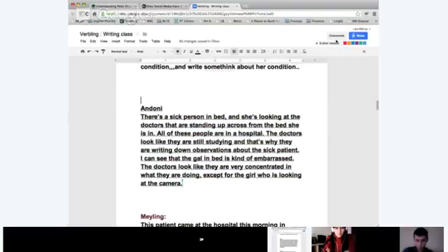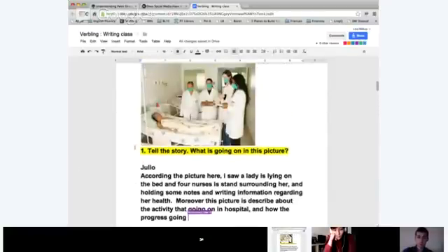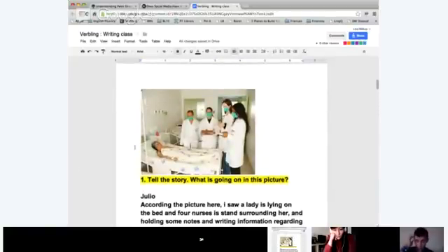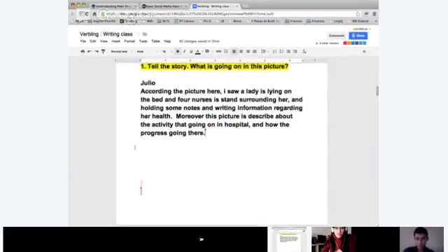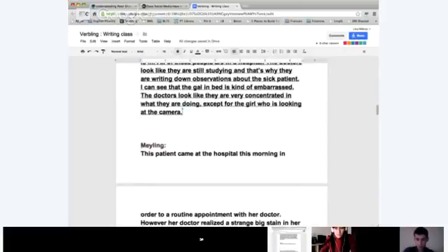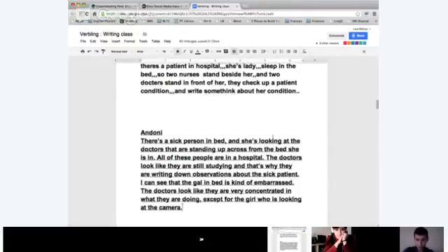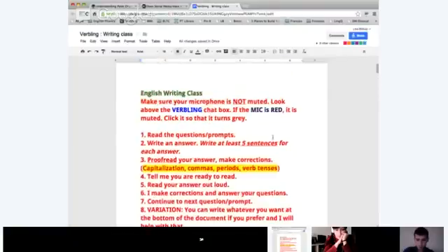Okay, so that's an example of how this works. Andoni just wrote an answer to the first prompt here about this picture. And when he was finished, then he read it out loud to me, and I just made a few corrections. Sometimes I may need to correct more, and sometimes I may correct less. It just depends. In the writing class, everybody is at their own level.